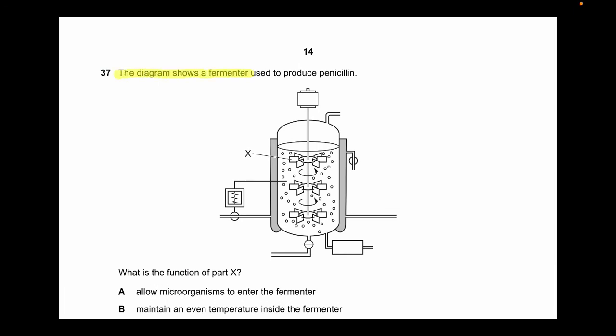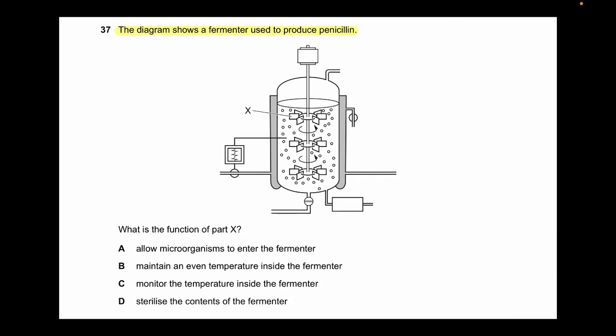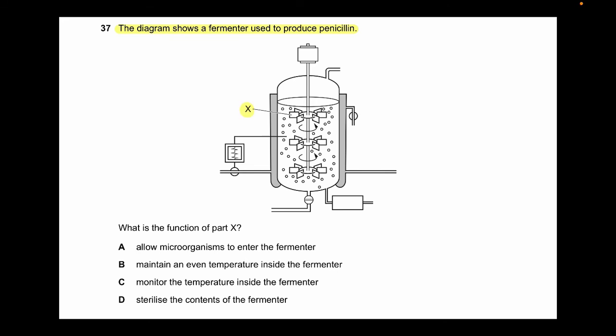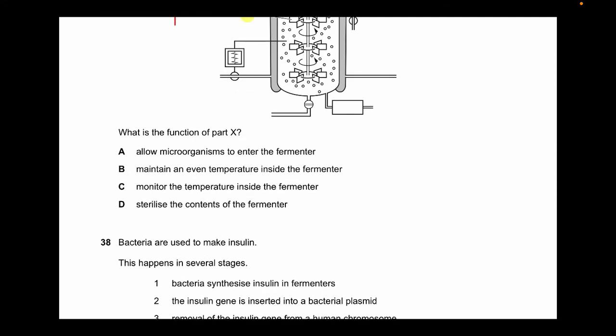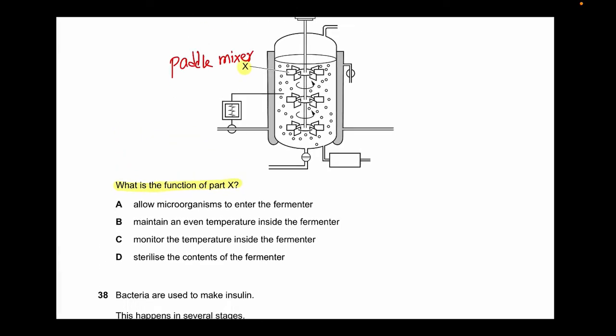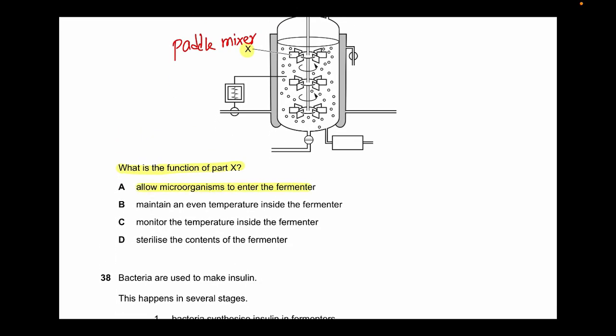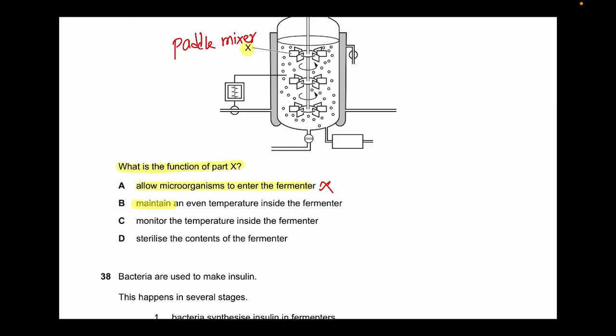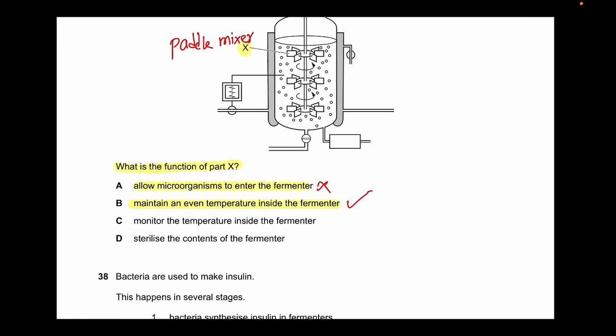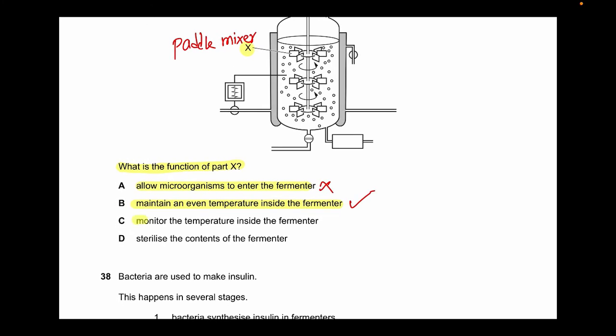The diagram shows a fermenter used to produce penicillin. Okay, X looks like the paddle wheel. The paddle, we can also call it the mixer. So paddle mixer. What is the function of part X? Well, part X allows microorganisms to enter the fermenter. No. All right. Maintain an even temperature inside the fermenter. Yes. It is mixing.